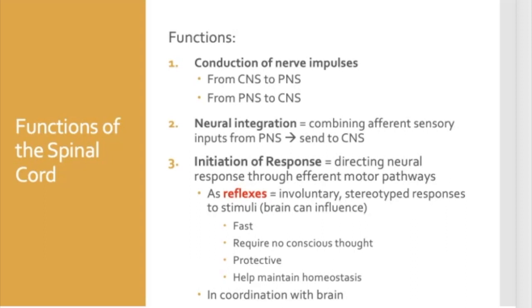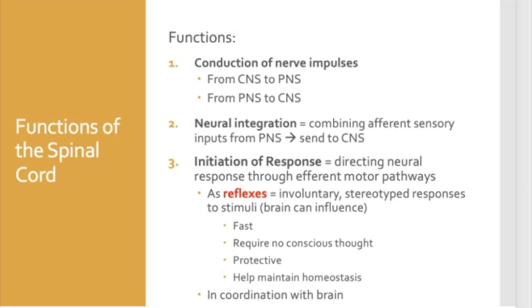The second function for the spinal cord is integration. The spinal cord plays a big role in combining all of that afferent sensory input from the peripheral nervous system and then through the spinal cord and up to the brain. The spinal cord has to integrate, it has to combine, it has to sum up all of that information before it sends it to the brain.